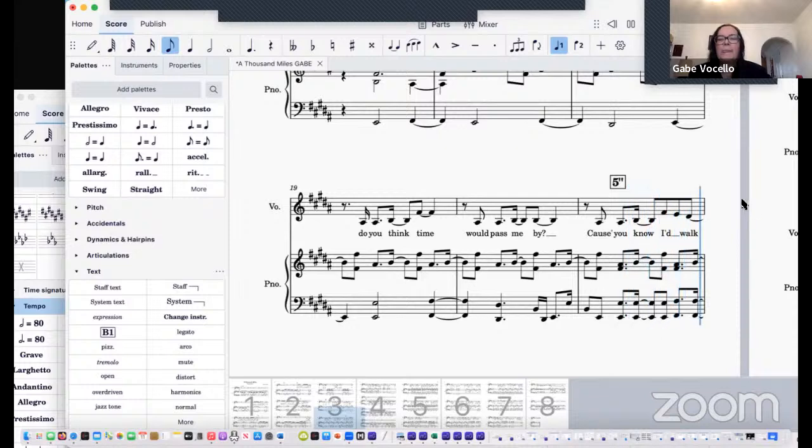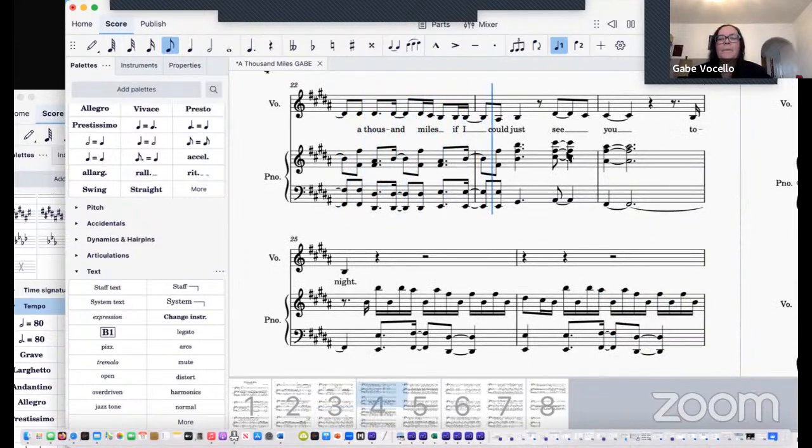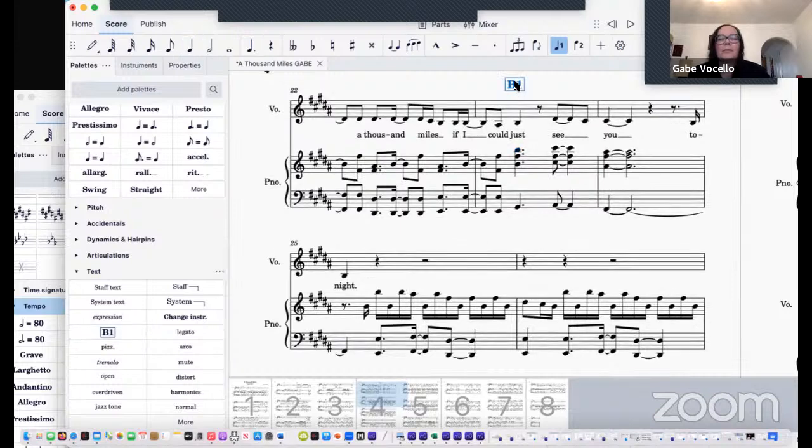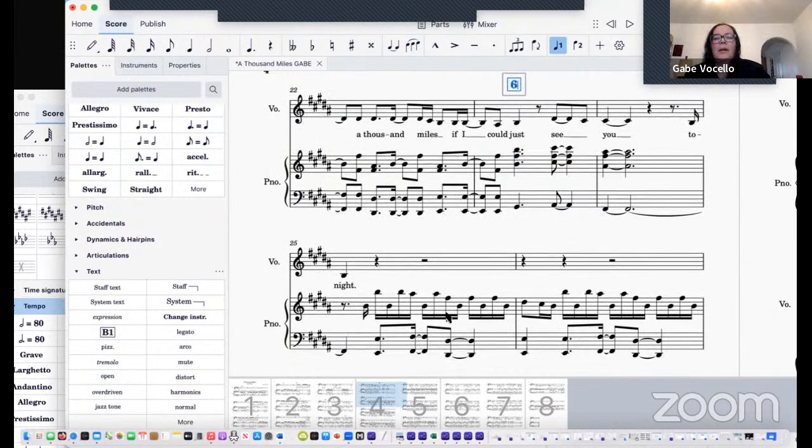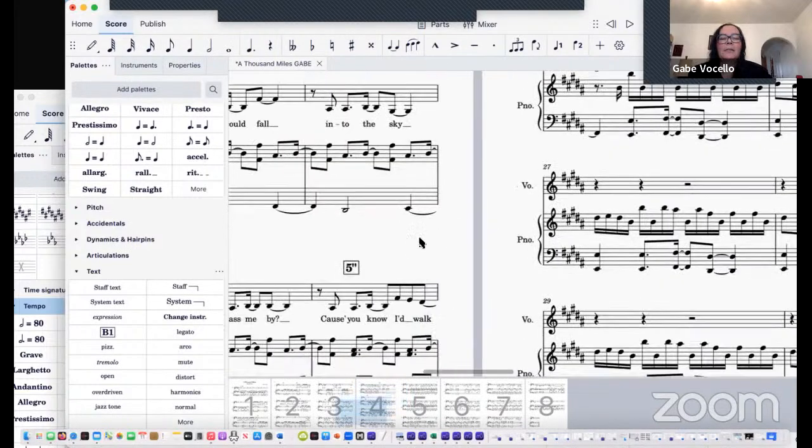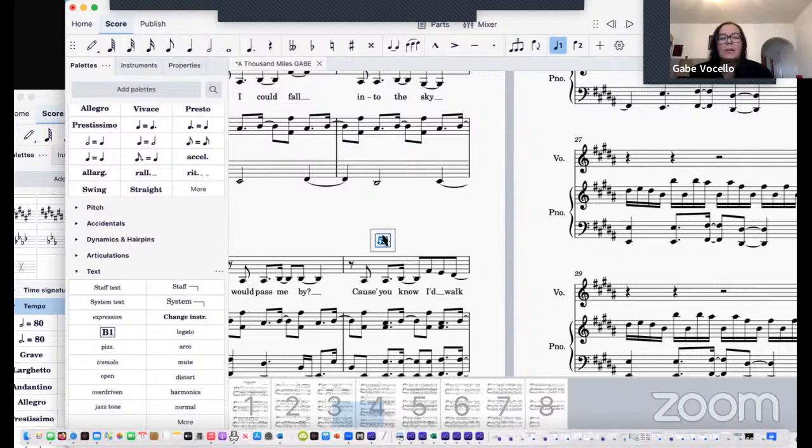Okay. 6, yeah. And here go back to 1. I'm talking about just the rhythm of the piano part, okay? Let's go from the 5 line to the 6.